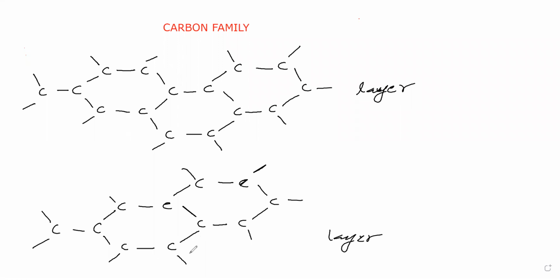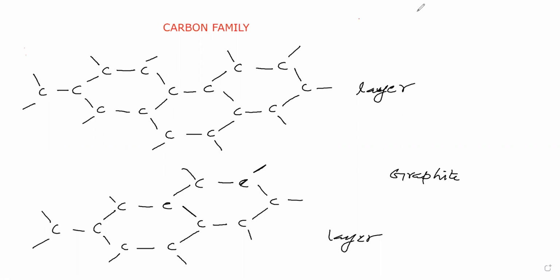Like that we can see. So like this, plenty of layers are there in the graphite. So graphite contains plenty of layers. One layer over another layer over another layer, like that successive layers will be there. So successive layers are present in the graphite.